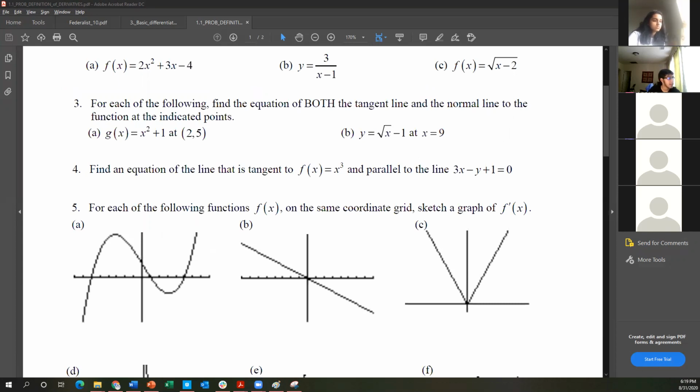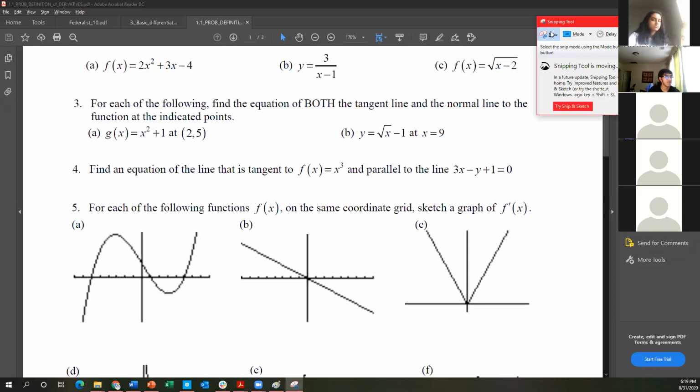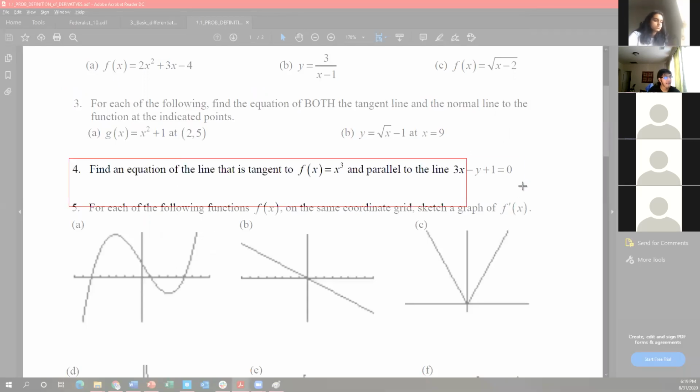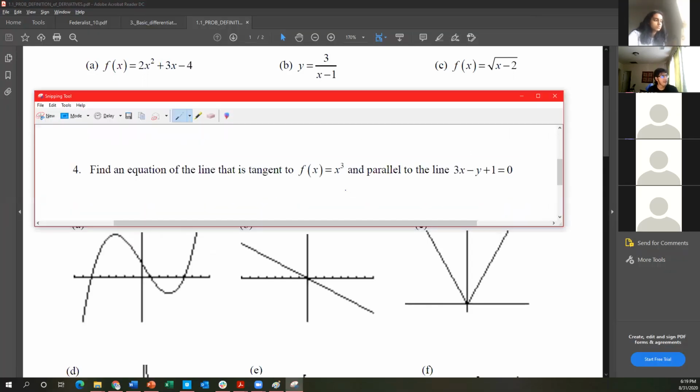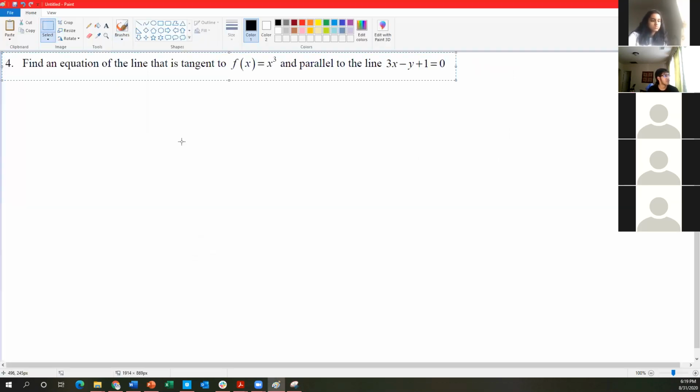Sure. Number 4. Let's take a screenshot of this and move to Paint. I could actually directly draw on here, but I like Paint better, so we'll use that. So we're trying to find the equation of the line that is tangent to f of x at x equals cubed. Stop right there. Whenever we see tangent, parallel, normal line, all these terms, they get really confusing. So just break it up step by step and think. We're trying to figure out the tangent line of f of x equals x cubed.